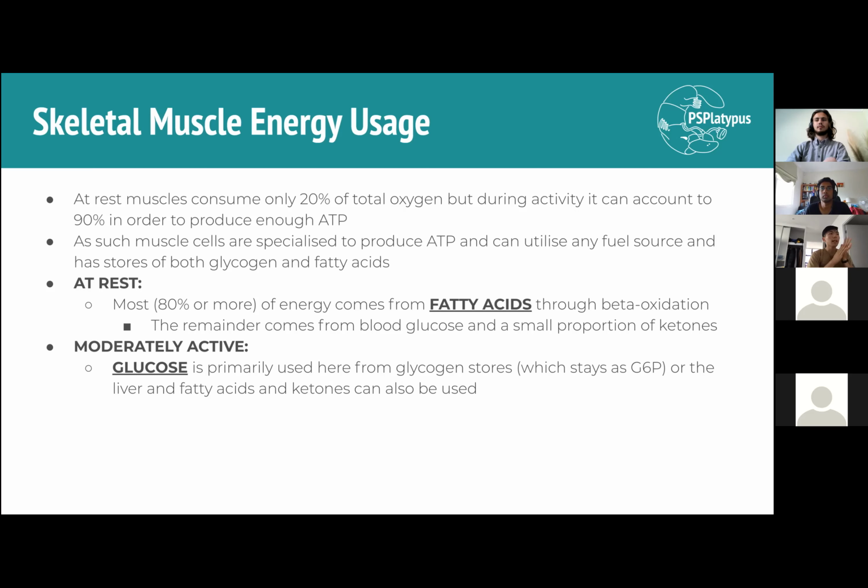Muscle cells are specialized to produce ATP and can utilize any fuel source, and have stores of both glycogen and fatty acids. At rest, 80% or more of energy comes from fatty acids through beta oxidation, as this is, although a slower process, the most effective process to create energy. During moderately active stages, glucose is used primarily from glycogen stores, which stays as glucose 6-phosphate. The liver, fatty acids and ketones can also be used, but the primary source is glucose.